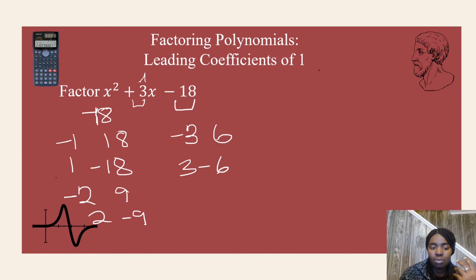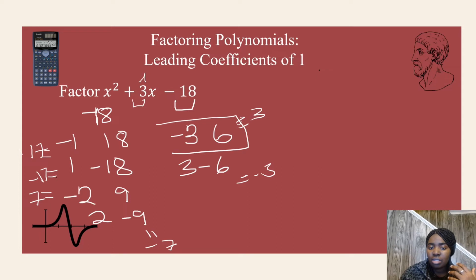Well, negative 1 and 18 gives us 17, so that's not it. 1 plus negative 18 gives us negative 17, so that's not it. Negative 2 and 9 gives us 7, so no. This one gives us negative 7, so no. This one gives us positive 3, and this one gives us negative 3. So we have our answer, negative 3 and 6.